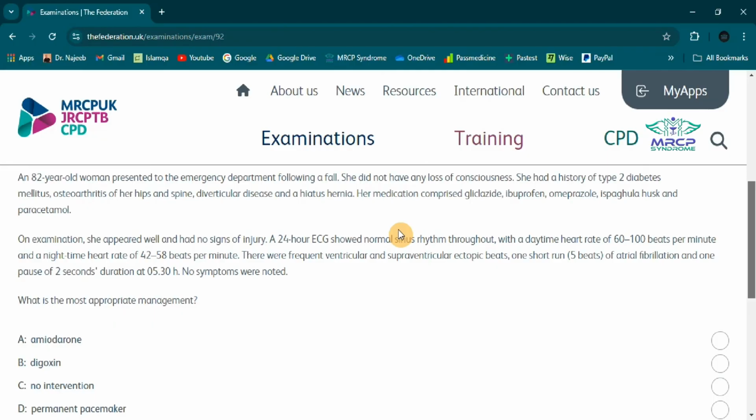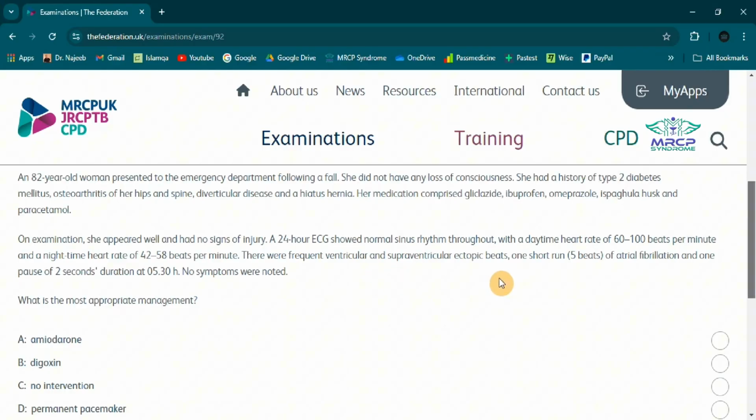Regarding the 24-hour ECG findings, there is a normal sinus rhythm, which is reassuring, and no significant arrhythmia. The heart rate is within the acceptable range, 60 to 100 beats per minute during the day and 42 to 58 at night. A lower nighttime heart rate is common and often not concerning in an elderly patient unless symptomatic. The frequent ventricular and supraventricular ectopic beats are also not uncommon in elderly patients and can often be benign.